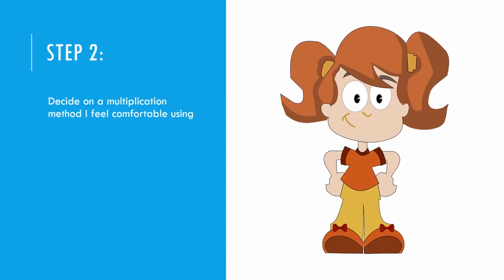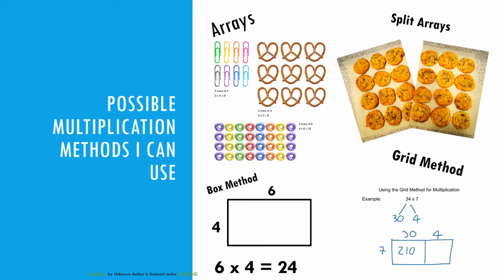Step 2. We need to decide on a multiplication method that you feel comfortable using. So here are some possible multiplication methods that you can use. So we've covered arrays, split arrays, box method, or the grid method. Just make sure that you feel comfortable and are able to explain the method to somebody who wouldn't know much about it.